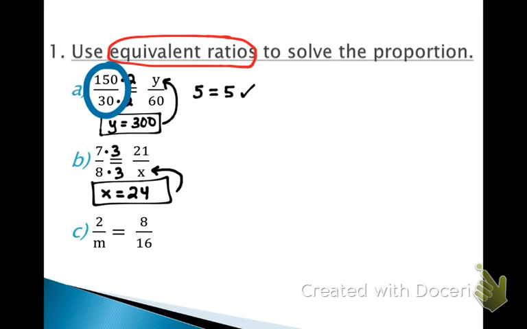2 is to m as 8 is to 16. Which one do I know both the numerator and the denominator? The first one or the second one? 8 over 16. So that means I have to figure out how to get from an 8 to a 2 in order to figure out how to get from a 16 to an m. Will I have to multiply or divide to get from an 8 to a 2? You have to divide. 8 divided by what number equals 2?